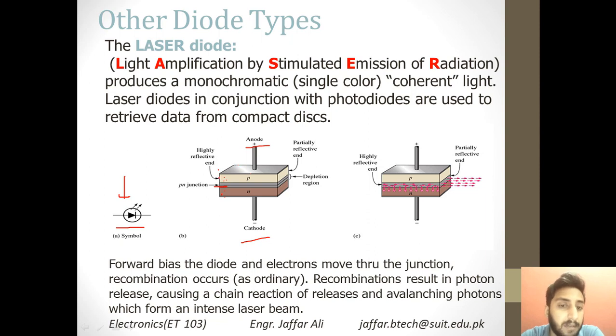So you will have a highly reflective end at one side, because once the photon enters, it will keep striking inside. So this will create many more photons, and there will be a much greater increase in the reverse current or forward current. So that will increase the intensity of light, as well as when it is combined with the amplification process.